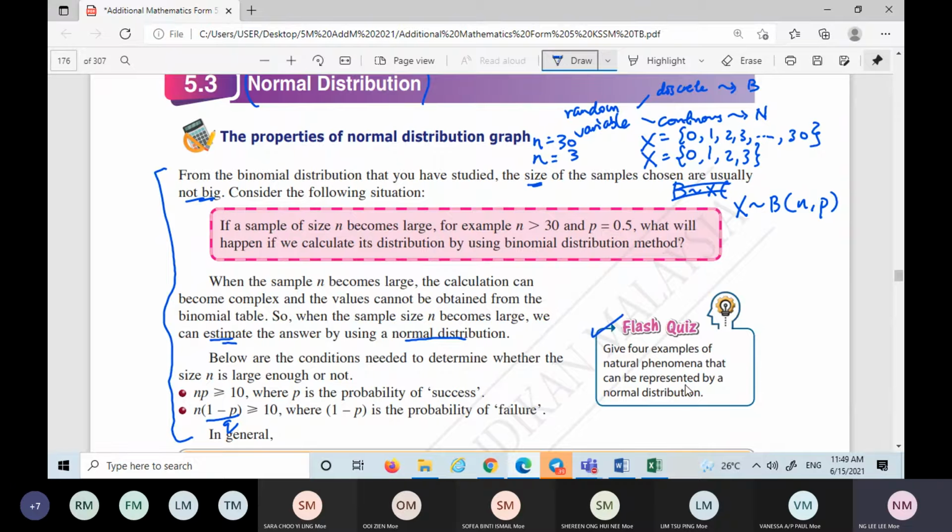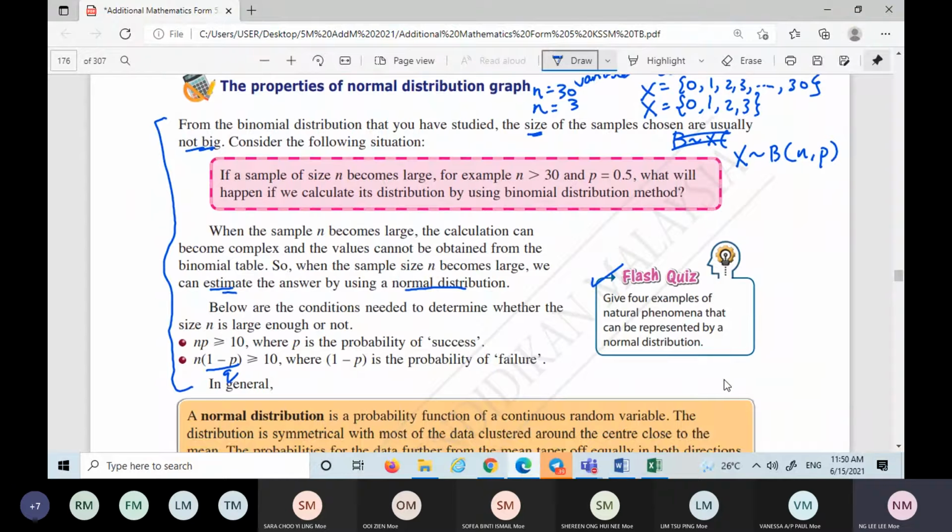Look at this. Give 4 examples of natural phenomena that can be represented by a normal distribution. Can anyone give an answer? Because you have learned what a continuous random variable is, what is the example. So I think you have no problem giving me the answer.